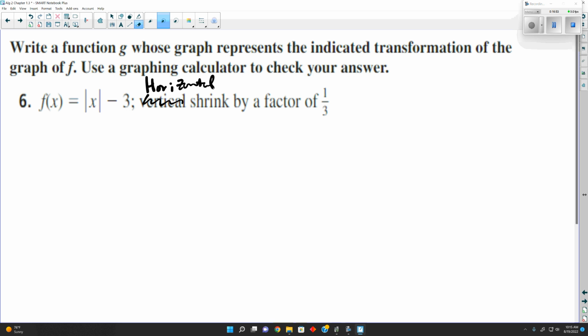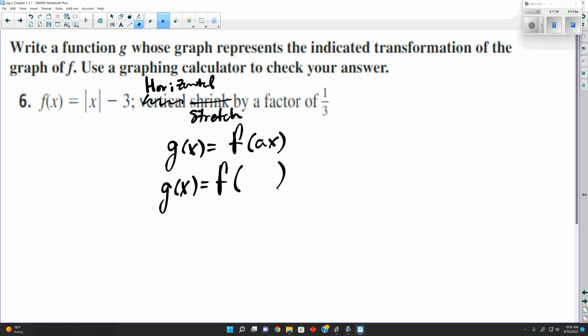Because for this here, when we talk about a horizontal stretch or shrink, because this should be stretch actually, horizontal stretch by a factor of 1/3, we're talking about saying that g of x is equal to f of a times x, where a is taking whatever that factor is and flipping it. So a in our case isn't going to be 1/3, it's actually going to be what? 3.